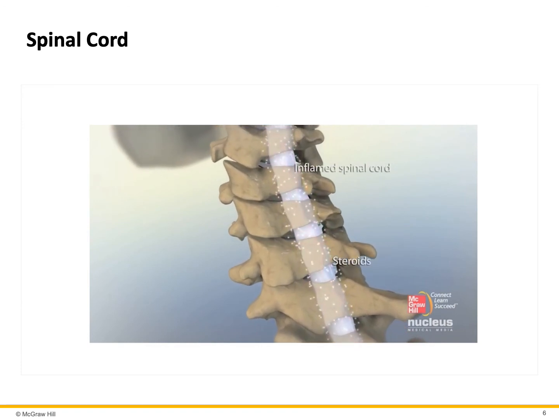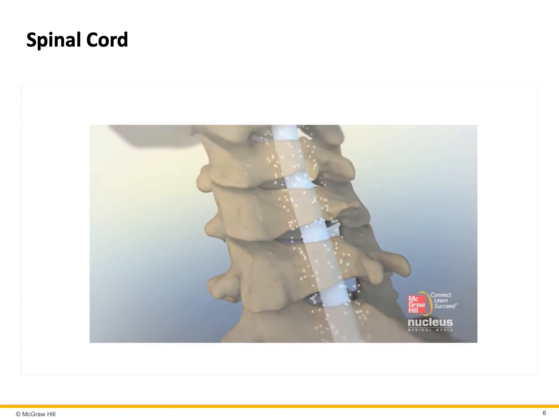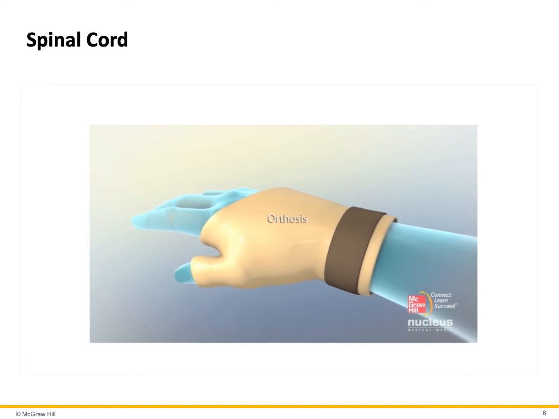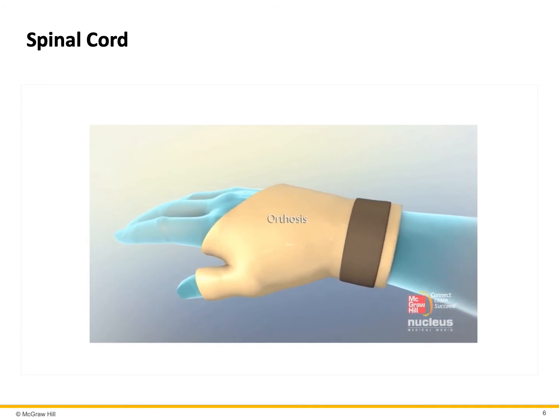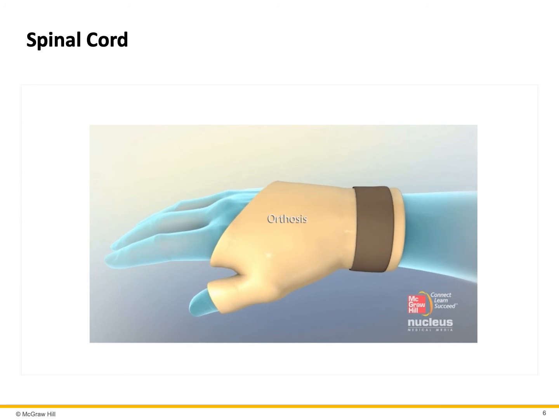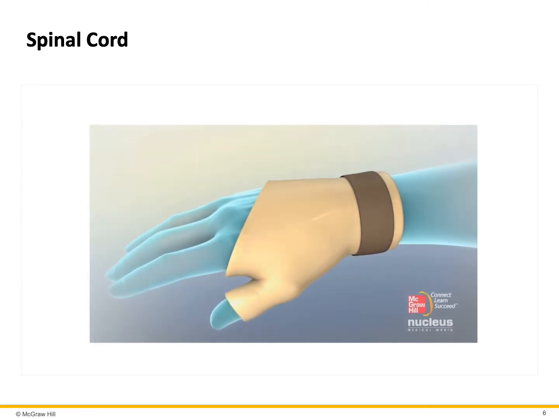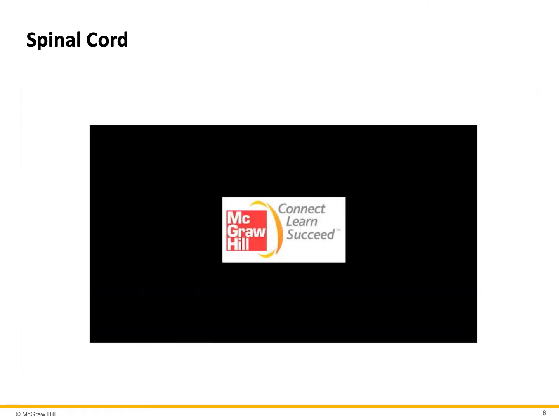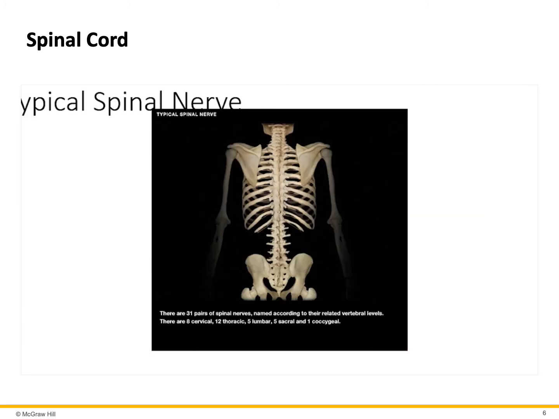Steroids are used to reduce inflammation. Physical and occupational therapy may be used to increase physical mobility and functional independence. There are 31 pairs of spinal nerves, named according to their related vertebral levels. There are 8 cervical, 12 thoracic, 5 lumbar, 5 sacral, and 1 coccygeal.